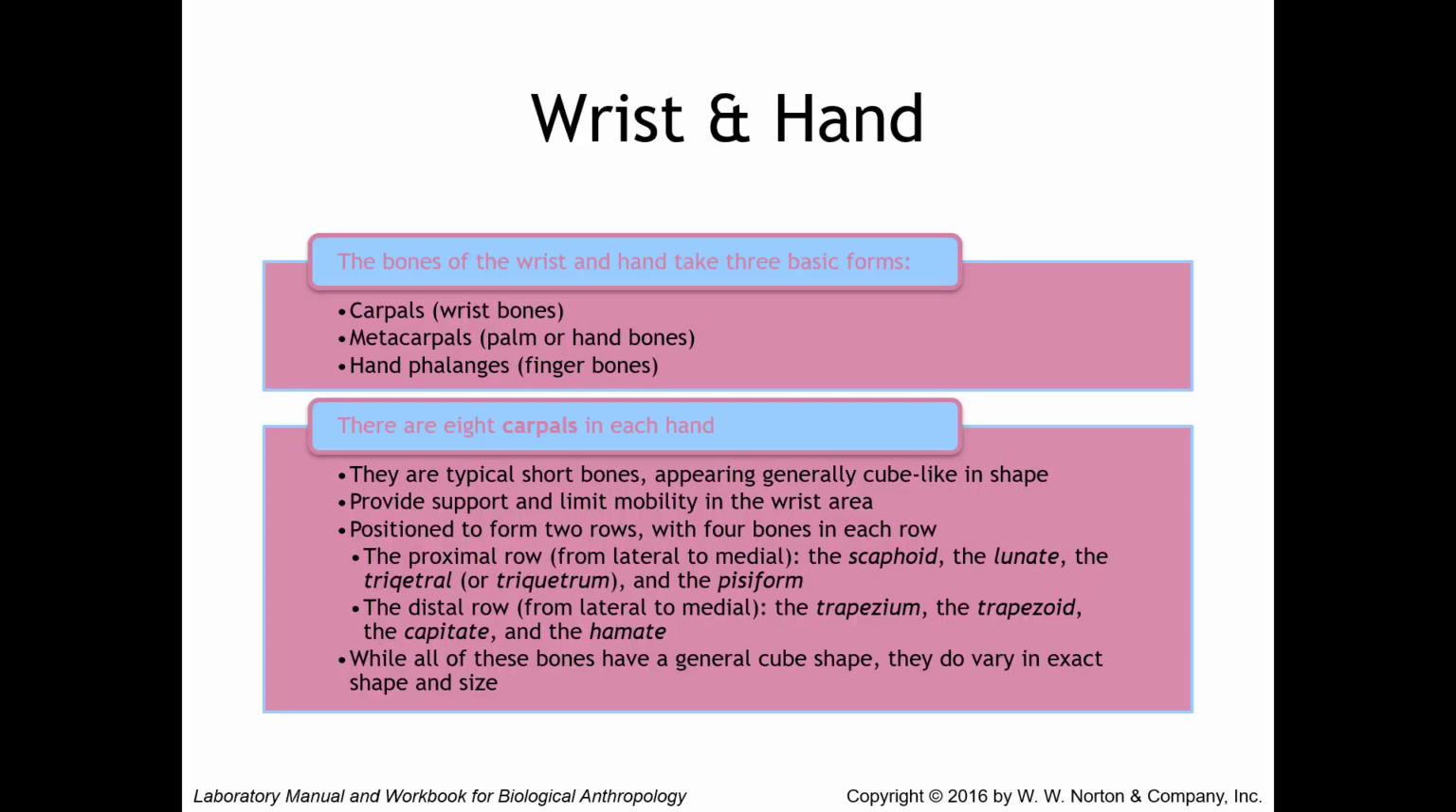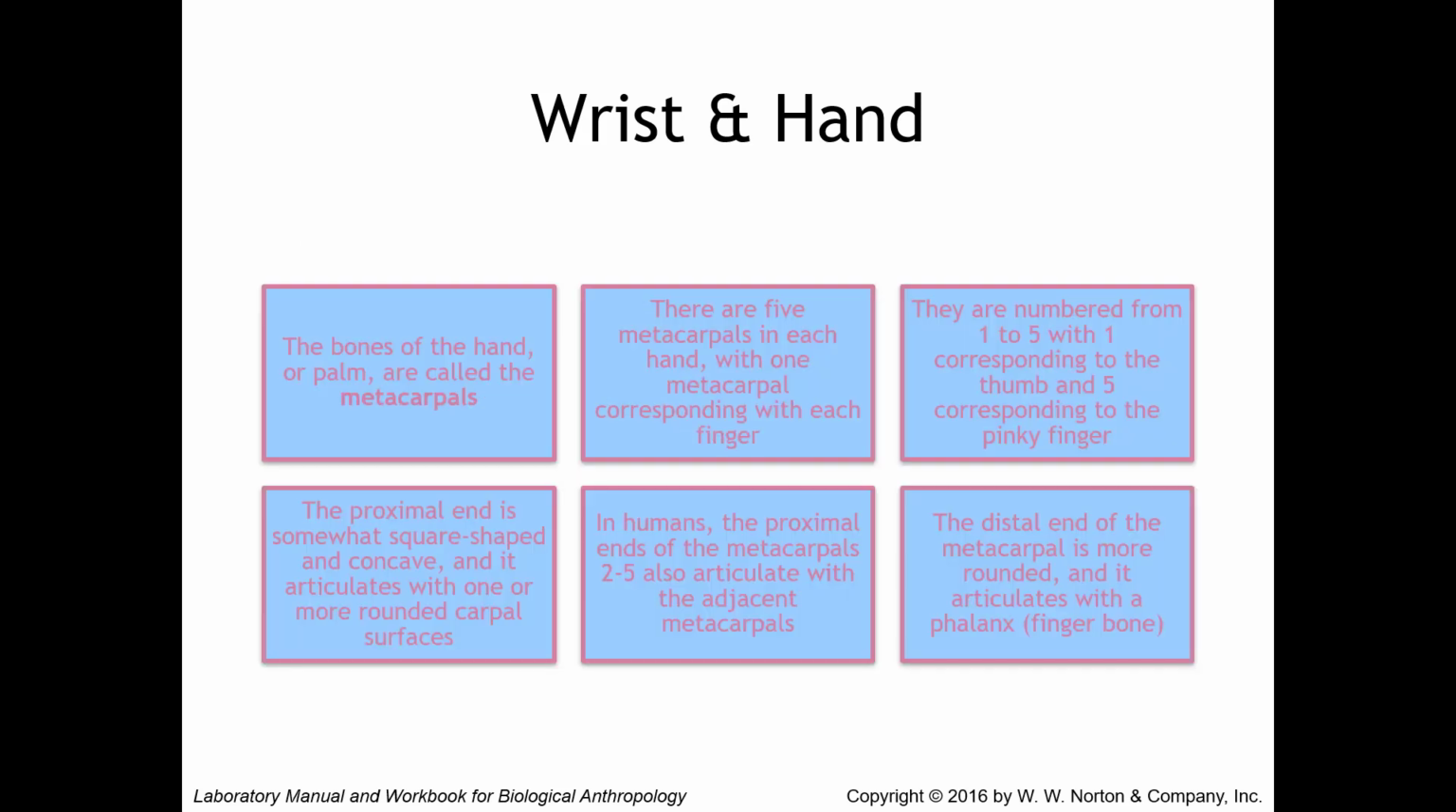The bones of the wrist and hand take three basic forms: our carpals, our metacarpals, and our phalanges. Our carpals are known as our wrist bones. Our metacarpals are where our palm is, so our palm or hand bones, and our phalanges are our finger bones. There are 8 carpals in each hand. They are typically short bones, and they appear generally cube-like in shape. They provide wrist support, and they limit the mobility in our wrist area.